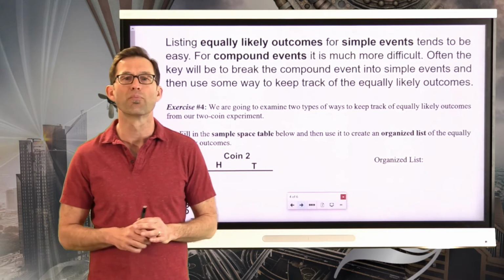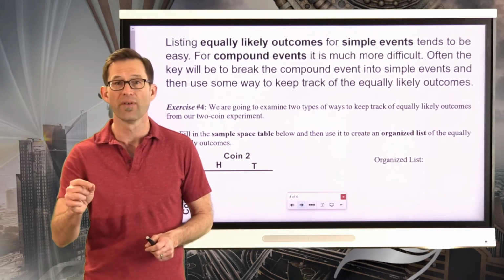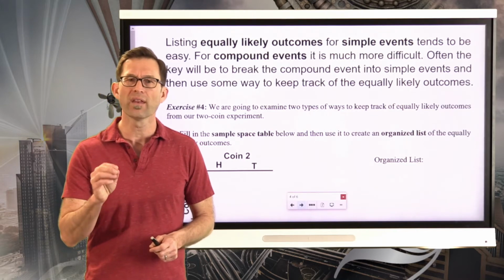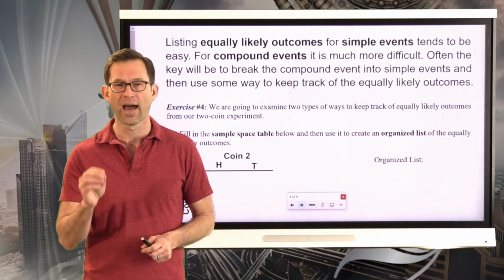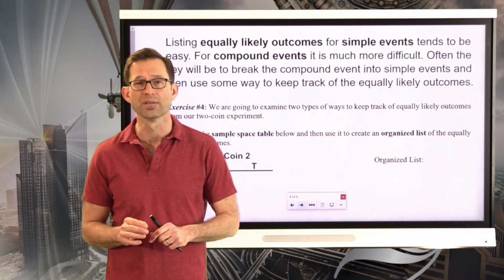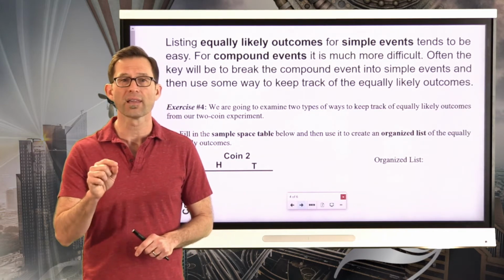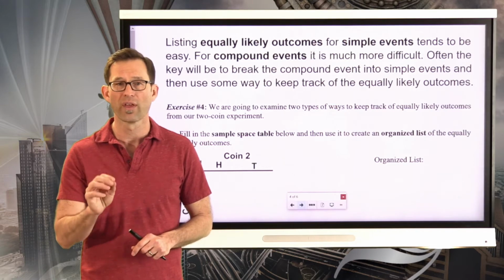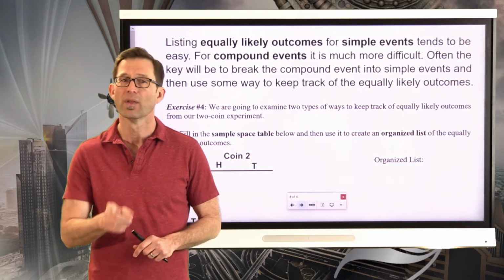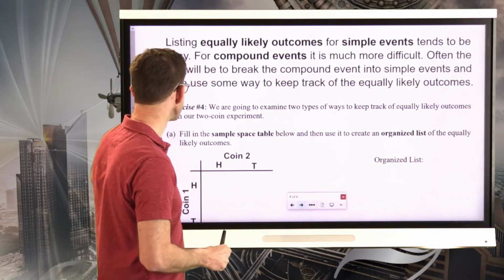Often the key will be to break the compound event into simple events and then use some way to keep track of the equally likely outcomes. So in the next few lessons, we're going to be looking at ways that you can keep track of equally likely outcomes when 2 or more things are happening. All right? So let's take a look at exercise number 4.